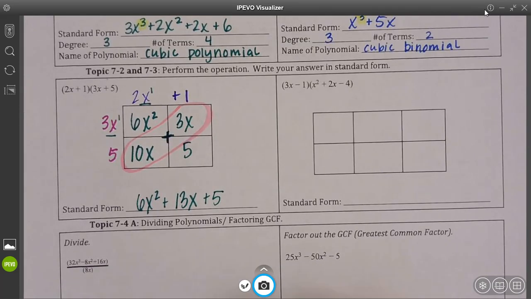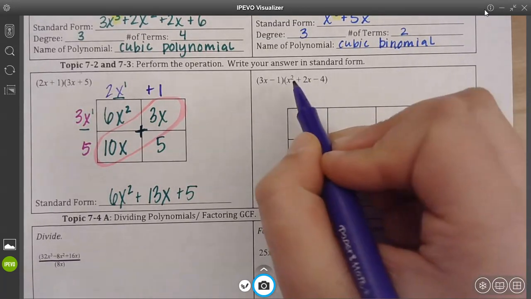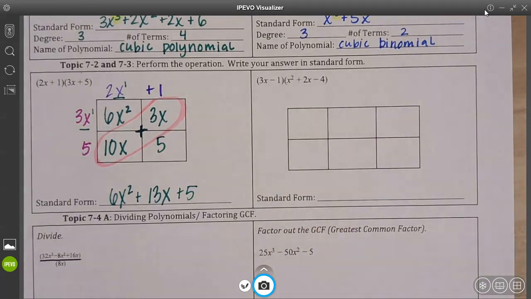Now, our second problem over here is very similar, except now our box is a little bit bigger, and that's because we have 3 terms in one of the polynomials.